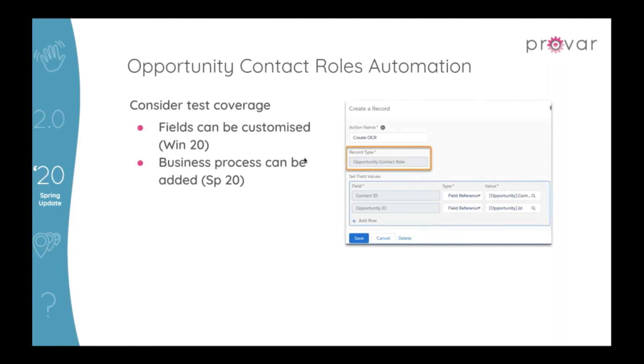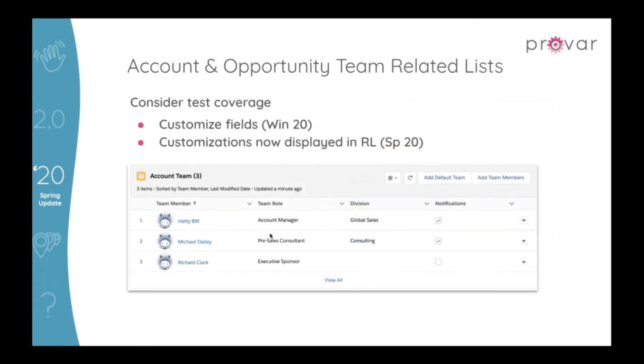Within Spring 20, your Salesforce admins and developers can now implement a business process around these objects that utilizes those custom fields that have been created. So you may not already have test coverage for opportunity contact roles. If your Salesforce implementation team are planning to make use of this feature, please liaise and make sure you've got appropriate test coverage for the contact roles, so that it's included as part of your test plan.